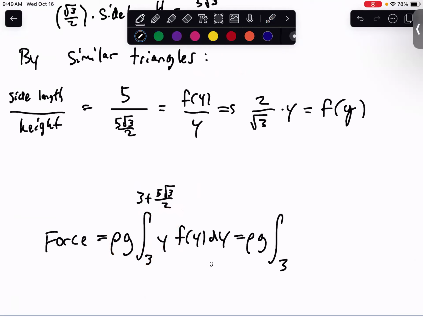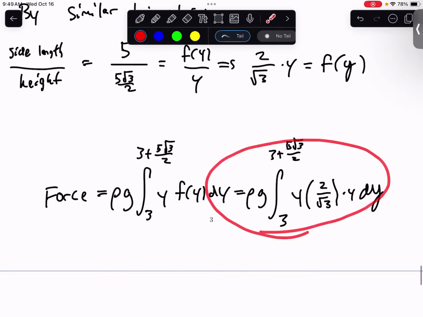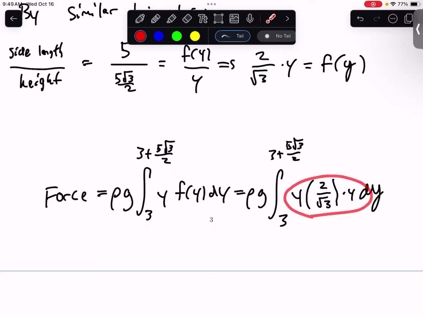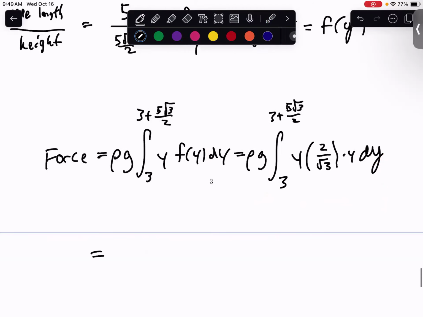And so this is 3, and this is 3 plus 5 times the square root of 3 over 2. And this is going to be y times 2 over the square root of 3 times y dy. On the exam, I'll just ask you to set up the integral. Computing this integral, you just get a y squared, so you get 1 over 3 y cubed multiplied by some numbers. This rho here is density. The density of water is given by 10 cubed. I would give you that on the exam. You don't have to memorize that.